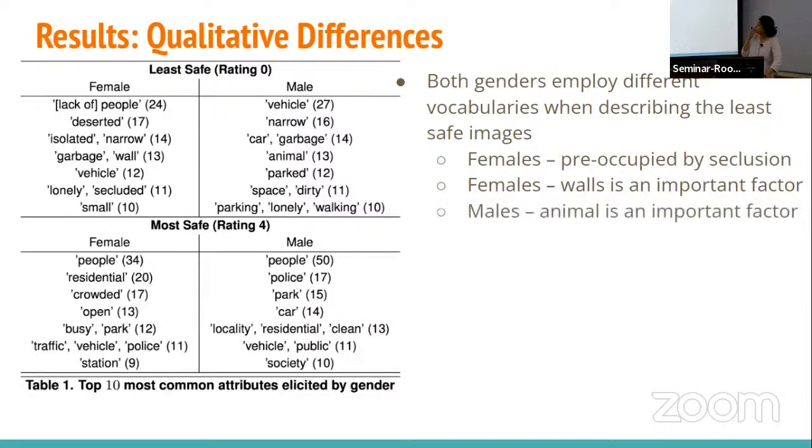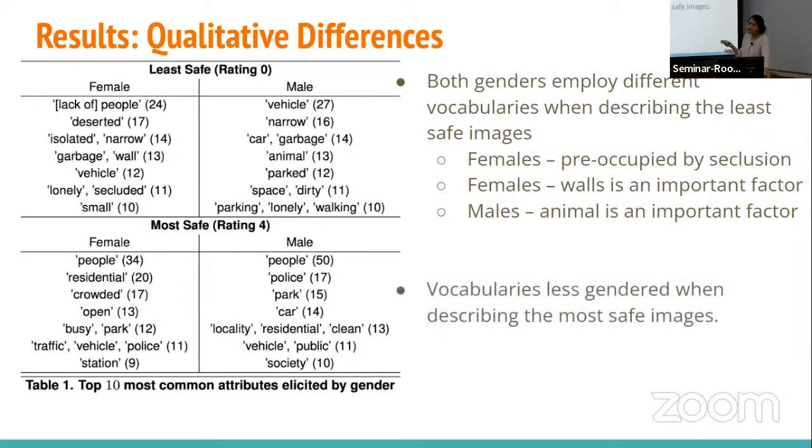For men, animal. There's a dog in a picture. That's what men consider to be unsafe, but we're thinking of very different things when we're talking about safety. A female is not that scared of a dog as she is of more people. Yeah, maybe. We do actually see animal, dog or something like that in the least safe, but much lower down the order.